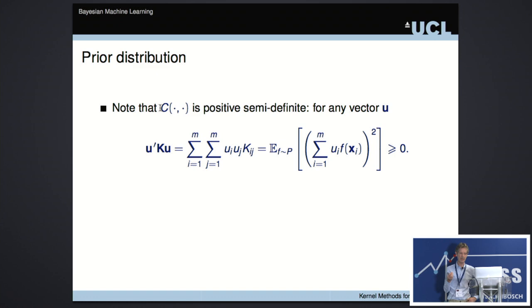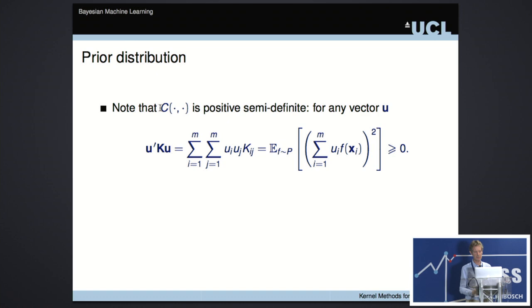In other words, for any finite set of examples, the matrix you form by taking the inner products or the kernel evaluations of each pair and putting them into a matrix, that matrix has non-negative eigenvalues, positive semi-definite. So this covariance function has that same property.